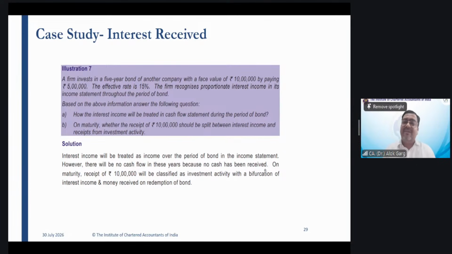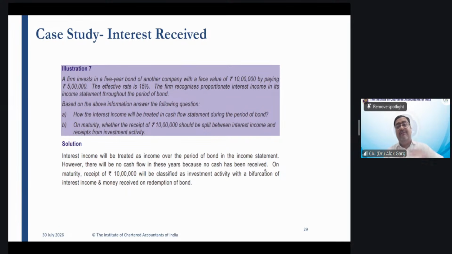Okay, now let's discuss some more questions, because the more questions you solve, the higher level of confidence you will get. You all know the statement of cash flow: operating activity, investing activity, financing activity. What these activities are, we have discussed at length. Then the total of these three activities will result into net change in cash and cash equivalent. When you add this net change to the opening cash and cash equivalent, it will give you the closing cash and cash equivalent.